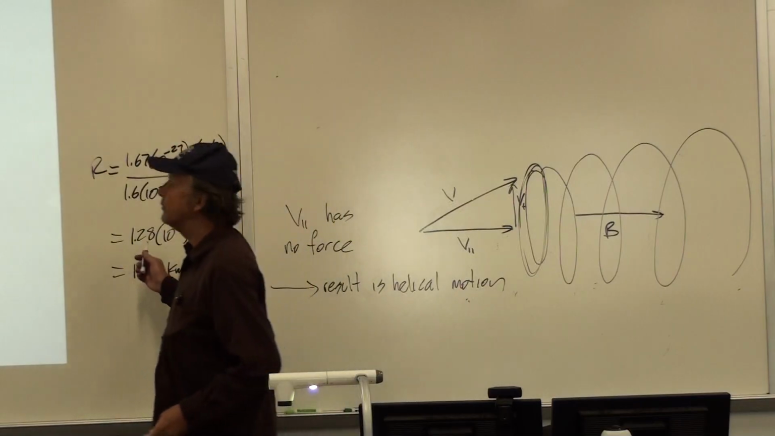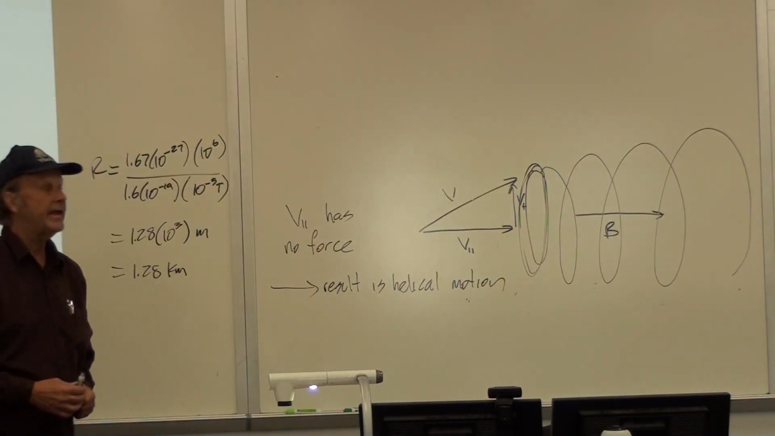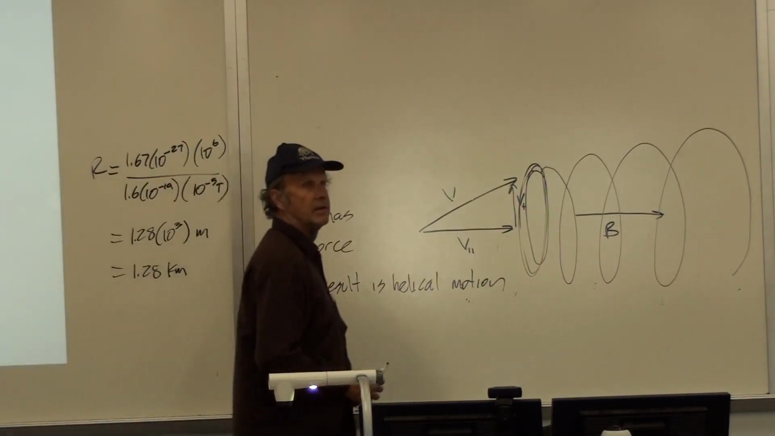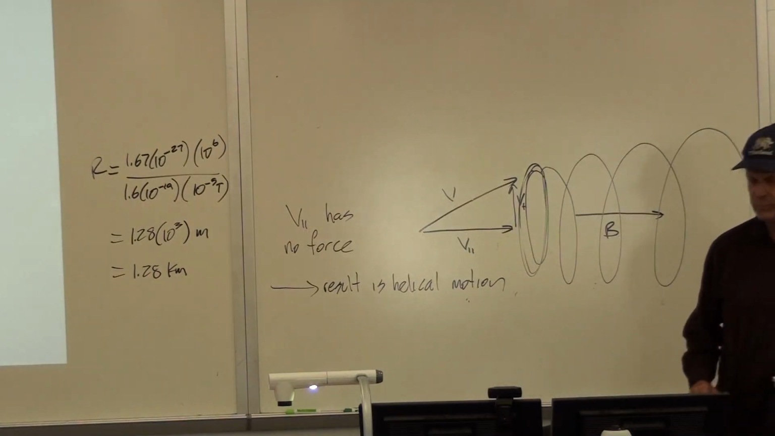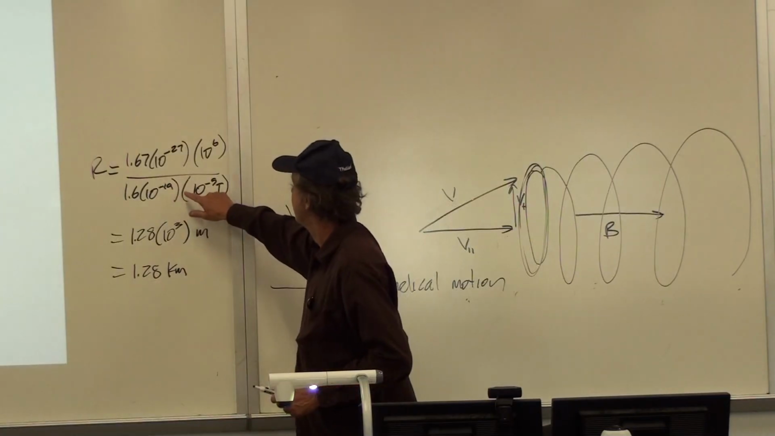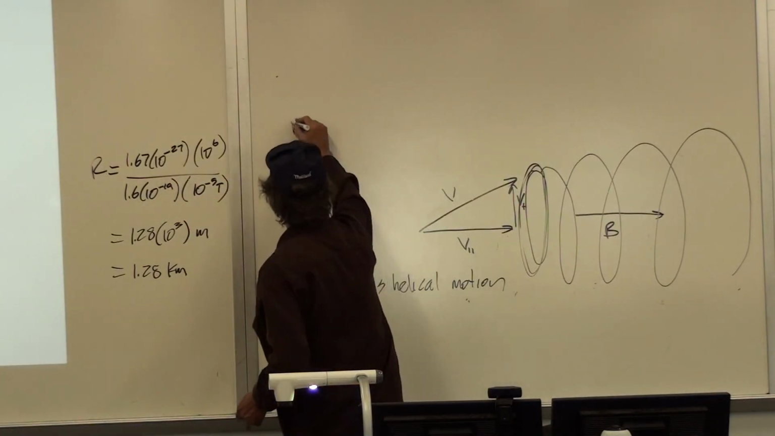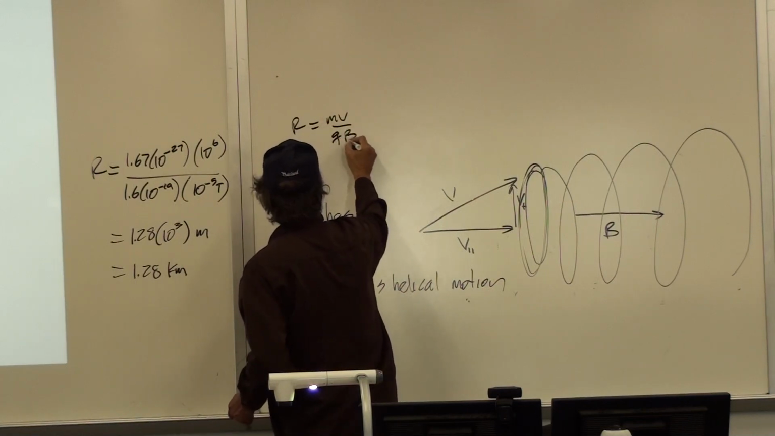But what if they were electrons? Electrons, how would that change the radius? Would it make it smaller or bigger? Good, because the radius is proportional to the mass. So R is equal to mv over qB.